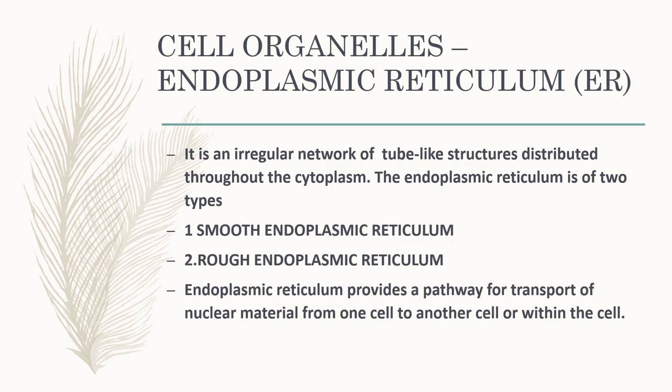Now in detail, what is endoplasmic reticulum? It is an irregular network of tube-like structures distributed throughout the cytoplasm. The endoplasmic reticulum is of two types, smooth endoplasmic reticulum and rough endoplasmic reticulum. Endoplasmic reticulum provides a pathway for the transport of nuclear material from one cell to another cell or within the cell.